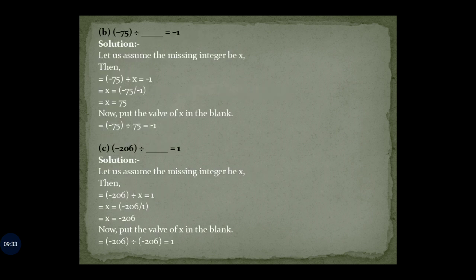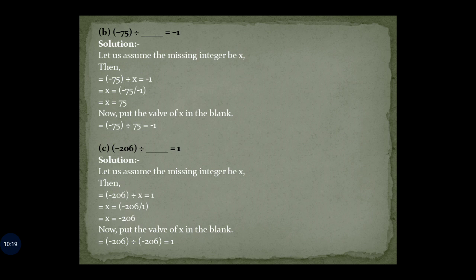B. Problem: minus 75 divided by dash is equal to minus 1. Solution. Let us assume the missing integer be x. Minus 75 divided by x is equal to minus 1, where x is equal to minus 75 divided by minus 1. We are moving 75 to the right hand side and minus 1 to the denominator. Now both the numbers are in the negative form, so the negative signs get cancelled and x is equal to 75. Now put the value of x in the blank, that is minus 75 divided by 75 is equal to minus 1.